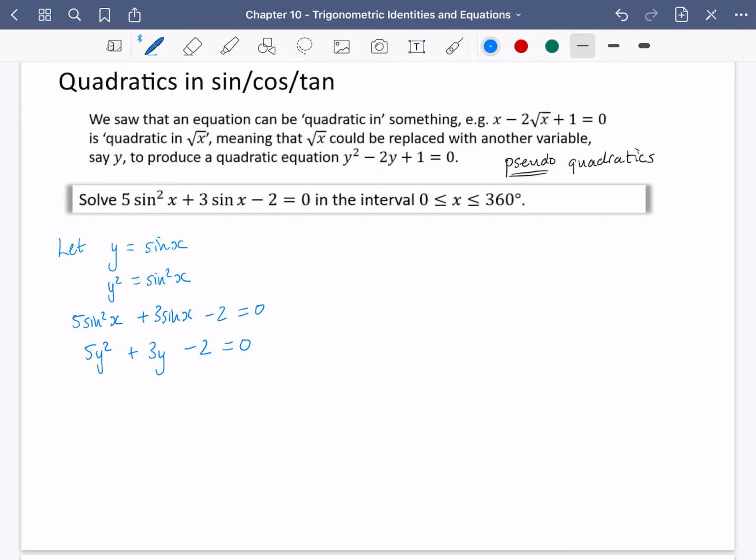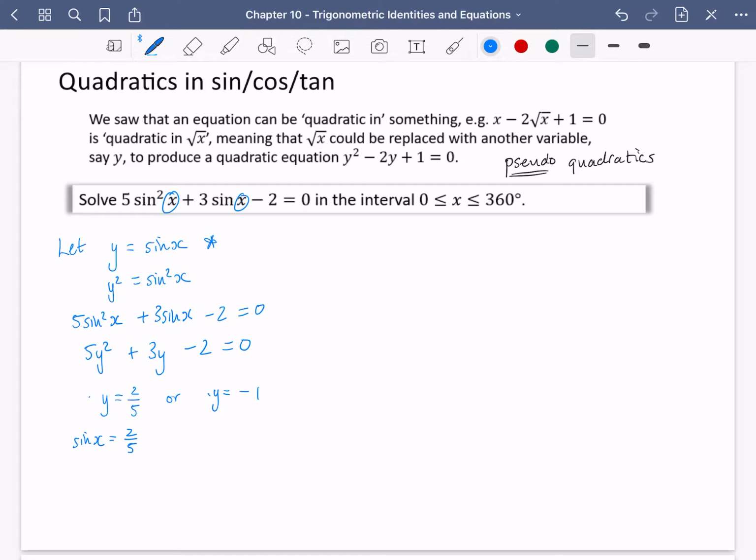So I'm going to go straight to my graphics calculator here, or your ClassWiz calculator, and solve it with the coefficients being 5, 3, and minus 2. This gives me that y is equal to 2/5, or y is equal to minus 1. Now we're trying to solve this equation for x, but what we've done so far is find solutions for y, so we haven't quite finished. We now need to use this to replace the y's that we have. So this one will change to sine x equals 2/5.